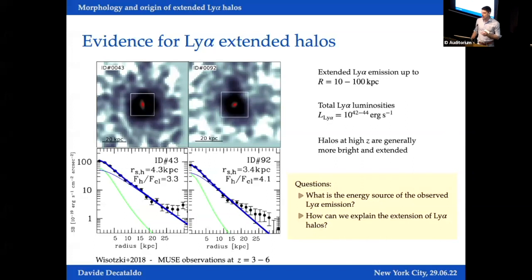So our goal here is to understand first what is the energy source that is responsible for the emission of Lyman alpha, and then how can we explain why these halos are so extended? Because in observation, we can see that the extension is actually larger than the extension of the UV emission. So we can imagine that this is due to the scattering nature of this line.